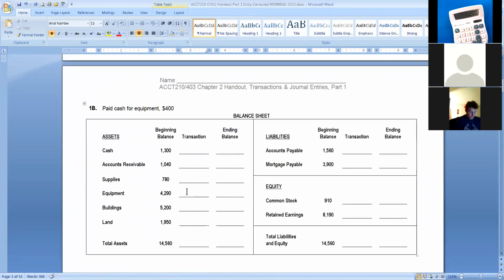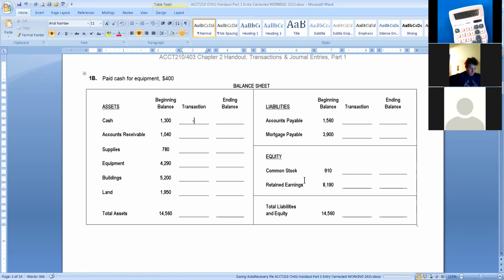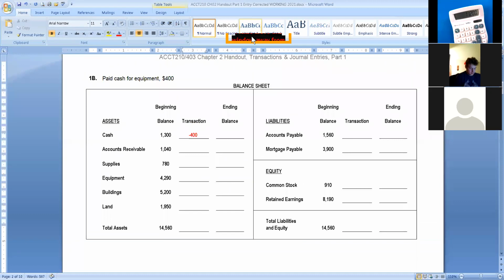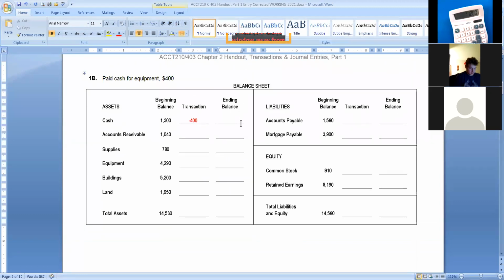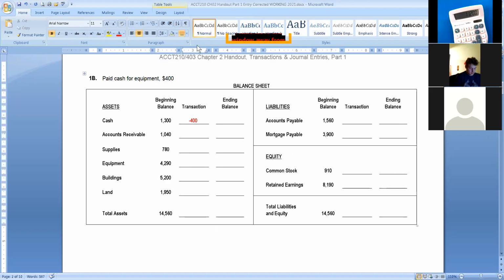Okay, 1B. Similar one. Pay cash for equipment. Cash would go down. And let's see what else would go. Equipment would go up, right?